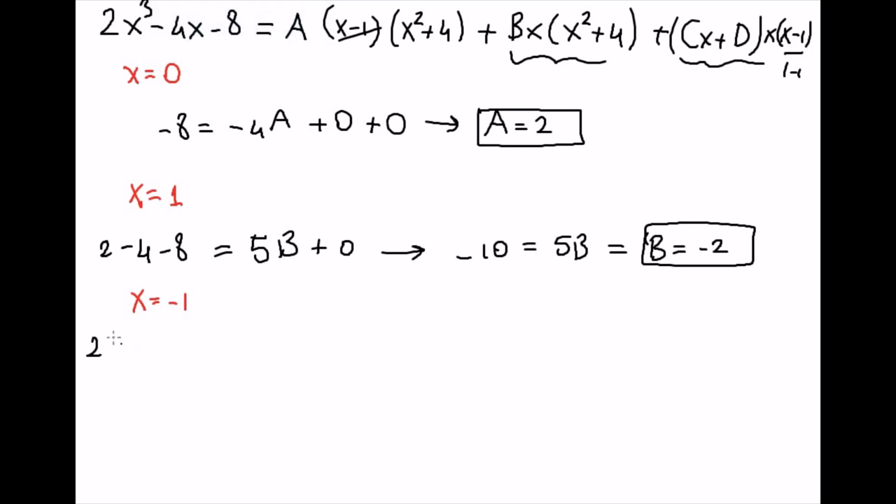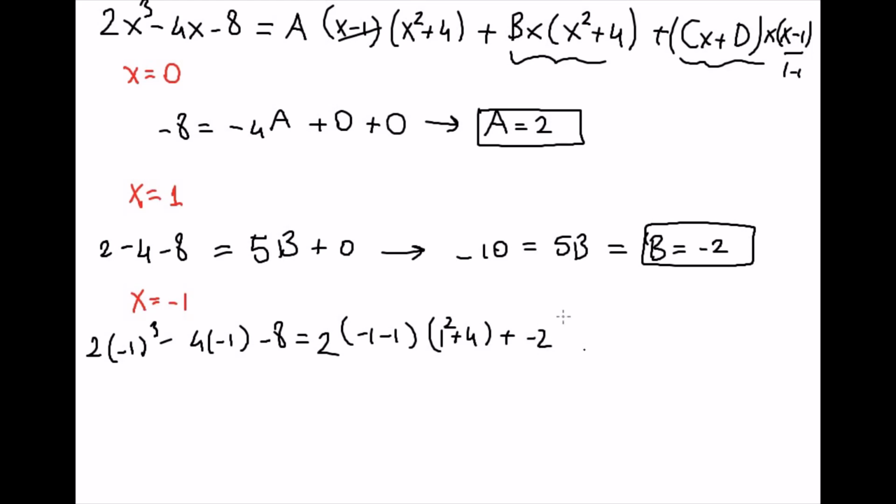So it's going to be 2 times negative 1 cubed minus 4 times negative 1 minus 8 is equal to, we know the value of a, it is 2, and x is negative 1, and here negative 1 squared is 1 plus 4 is 5. We know the value of b, which is negative 2, times x, which is negative 1, and negative 1 squared plus 4. We don't know the value of c, times negative 1, plus d, we don't know it either, times this x is negative 1, and negative 1 minus 1 is negative 2.